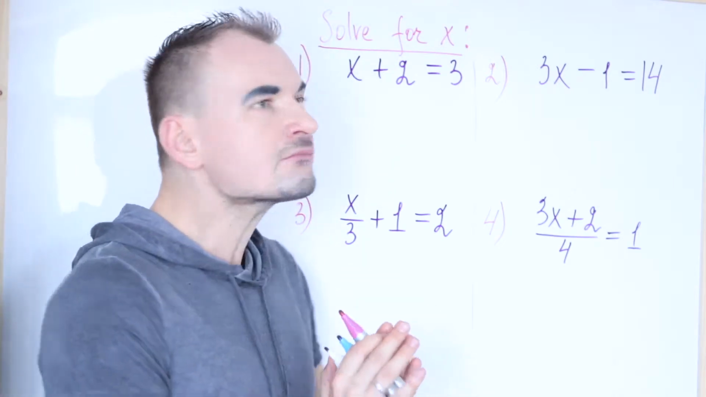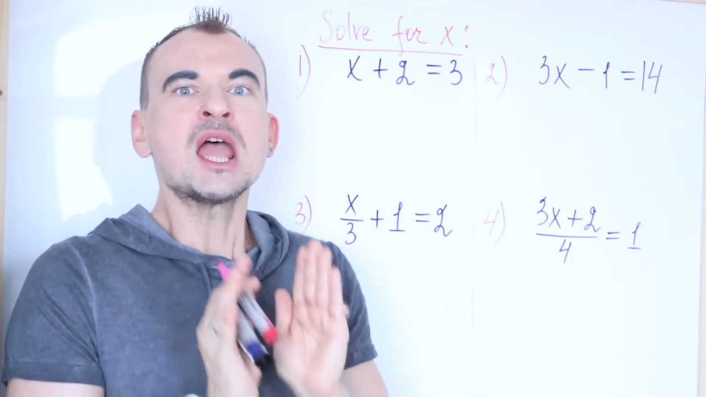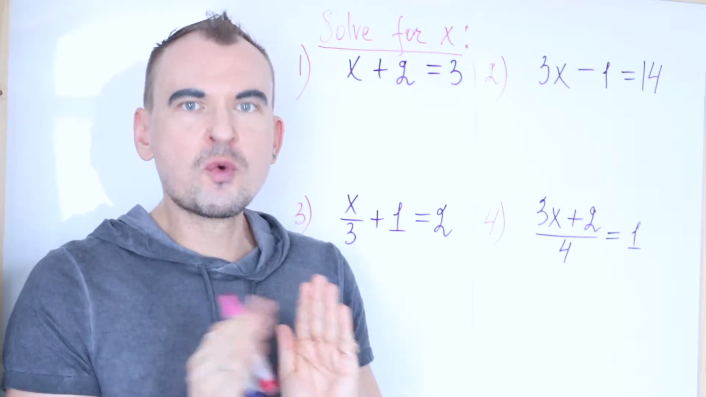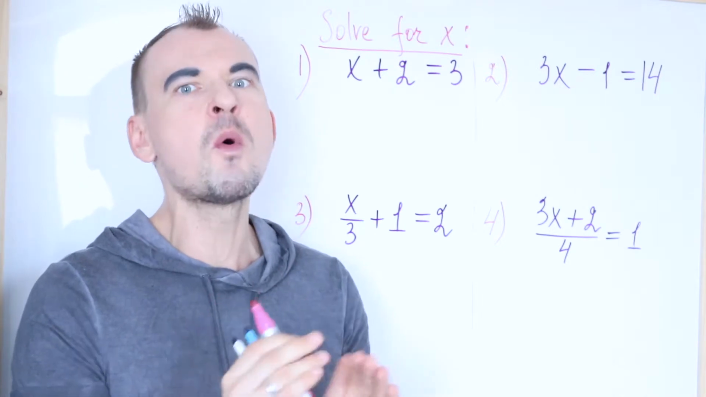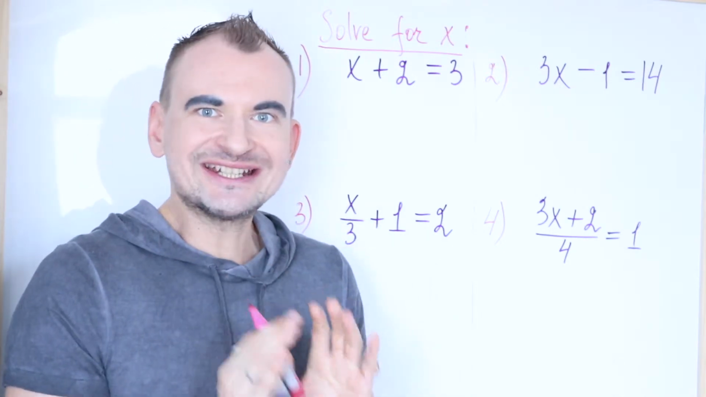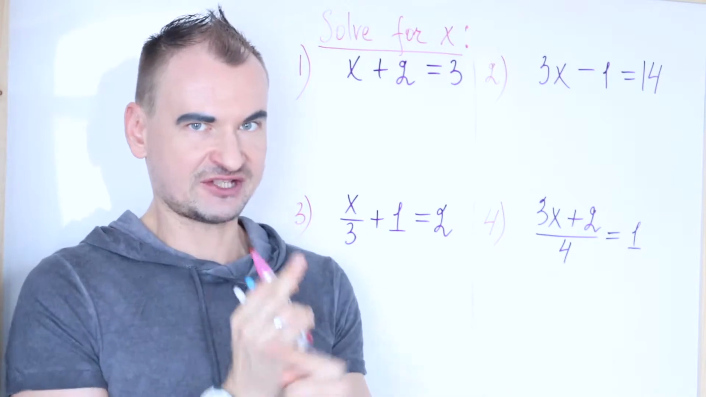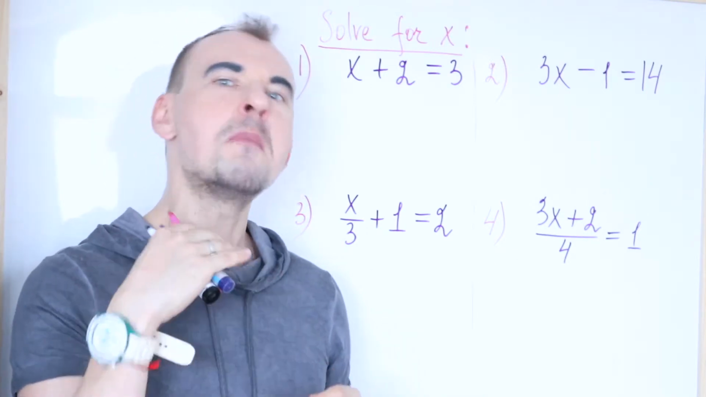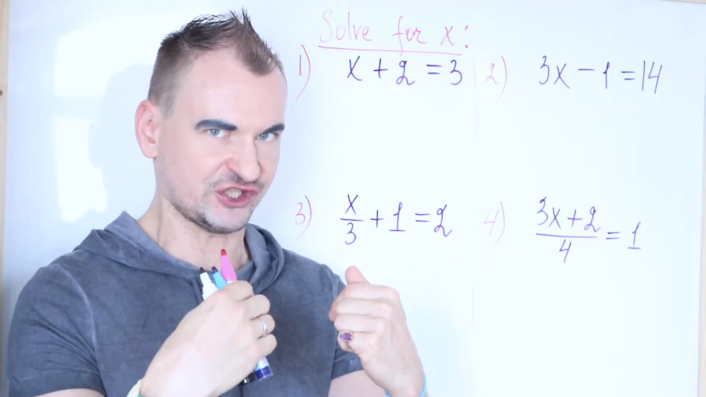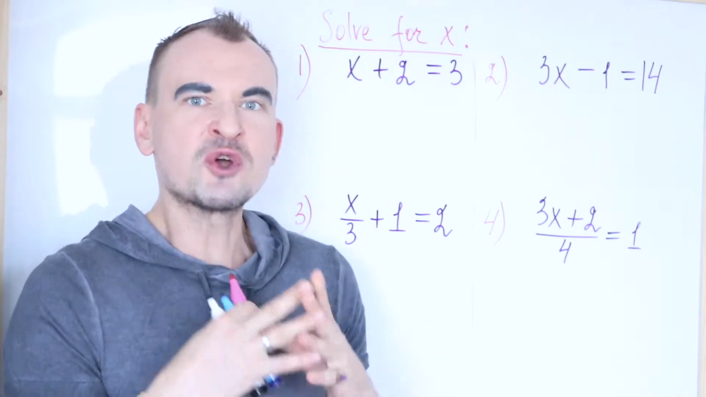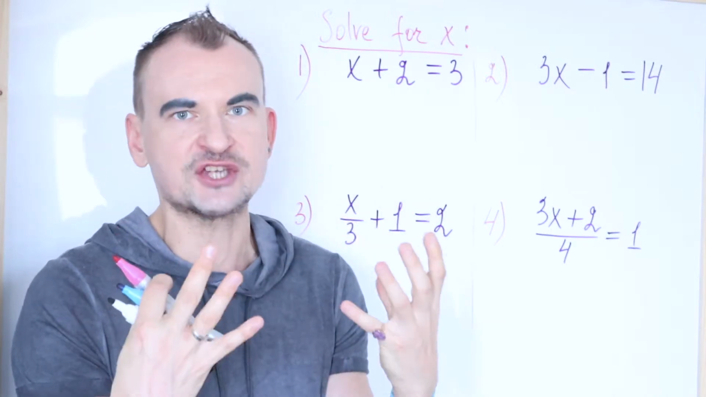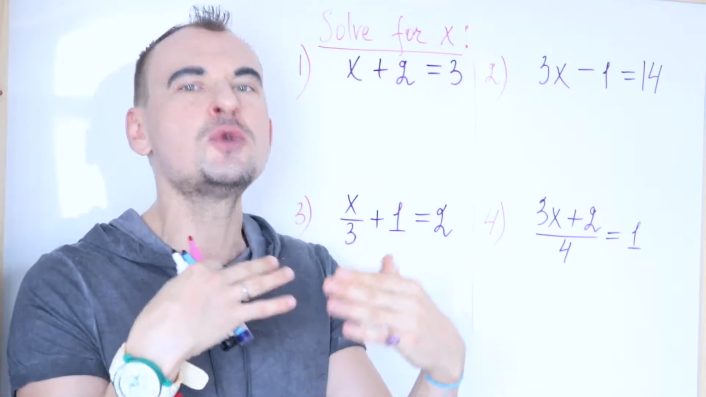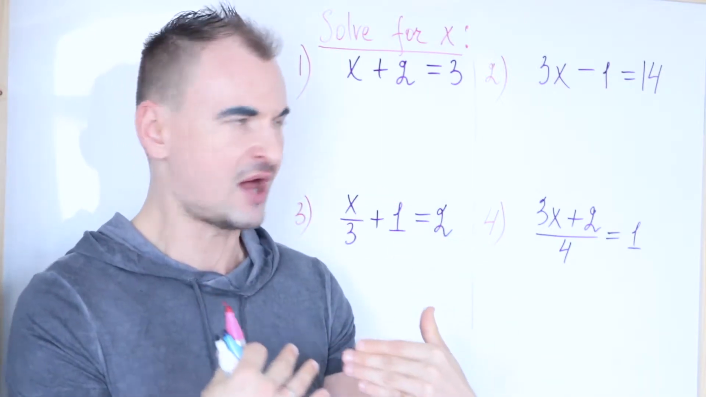Now, as a good rule of thumb, we always do the opposites. Keep in mind that the opposite of addition is subtraction, and vice versa. The opposite of multiplication is division, and vice versa. So these pairs of operations undo each other, they untangle each other.